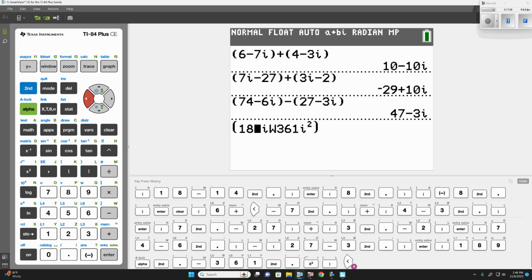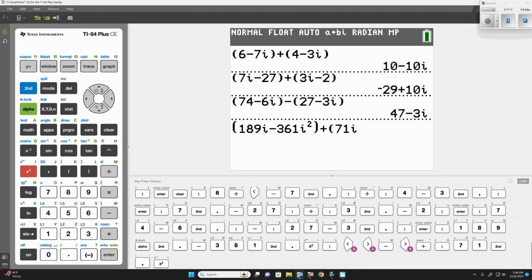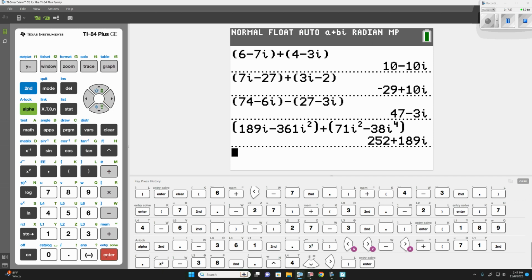I put minus, plus, parentheses, 71 second i squared, minus 38 second i to the fourth, enter is 252 plus 189i. So we just type it in exactly as it's shown and go from there.